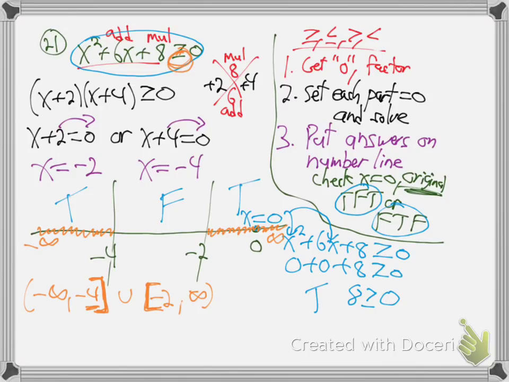So remember, this is a bar, right? Bar leads to bracket. B and B, it goes together: bar, bracket. And you always put parentheses on the infinities, negative infinity and positive infinity, because you can never be straight on infinity. You're always just close to infinity. So there is our answer.